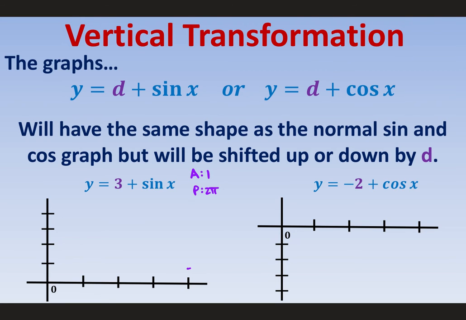We'll label the x-axis first. We have 2 pi. We have pi. We have pi over 2 and 3 pi over 2. And then I know that I'm shifting up 3. Because it says up 3 right there, I know that there's going to be a shift of up 3. So I'm going to draw a new middle line up 3.